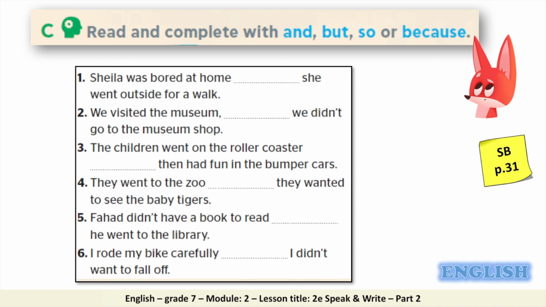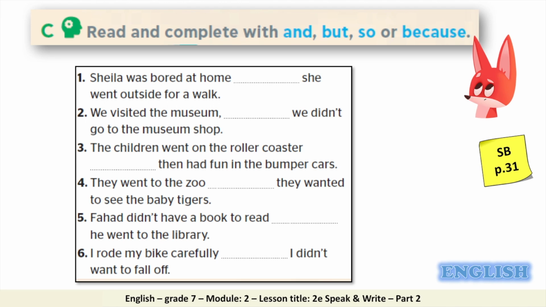Great! After learning about these linking words, let's practice. In your student book, page 31, exercise C, read and complete with and, but, so, or because. Let's do number 1 as an example. Sheila was bored at home. She went outside for a walk.